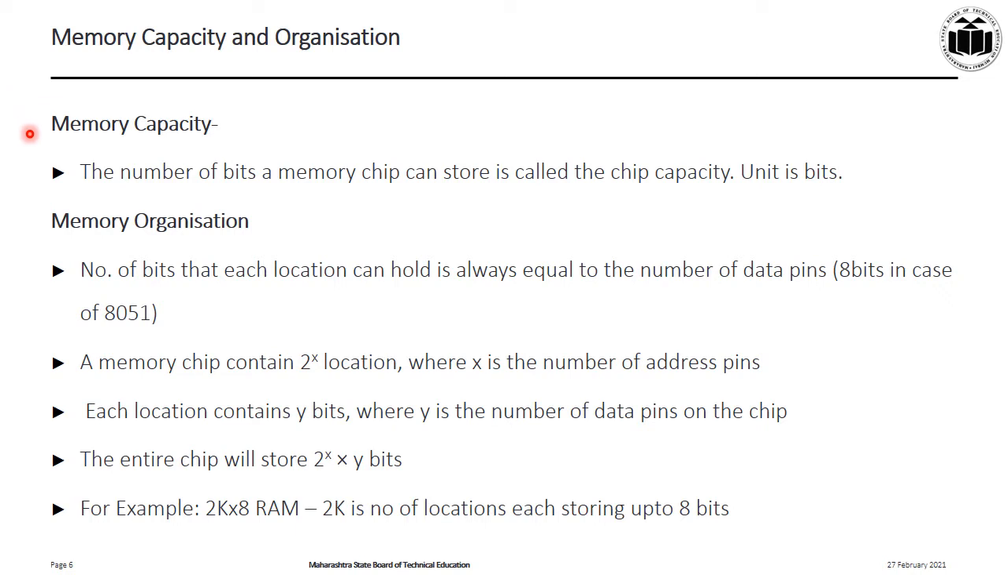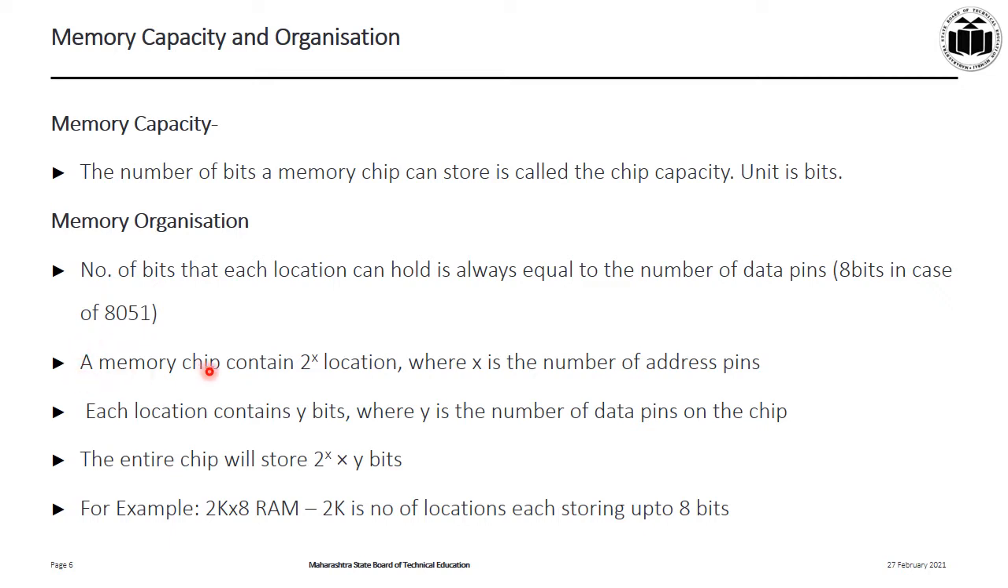Let us look at some key definitions. The first one, memory capacity. The number of bits a memory chip can store is called chip capacity. The next, memory organization. The number of bits that each location can hold is equal to the number of data pins. That is 8 bits in case of 8051.